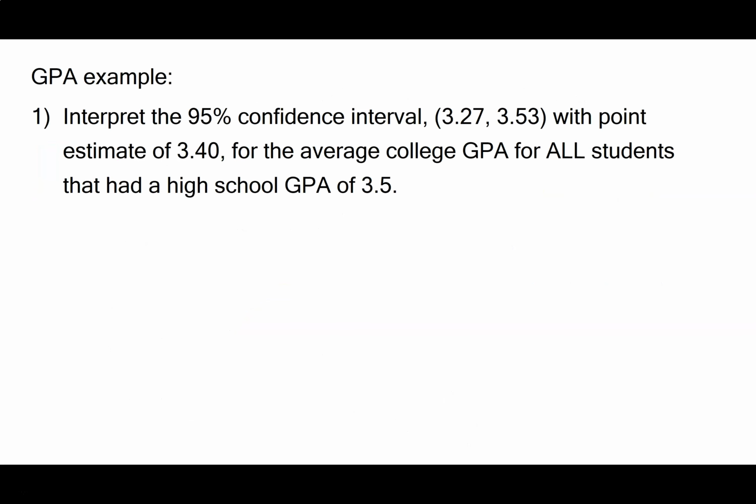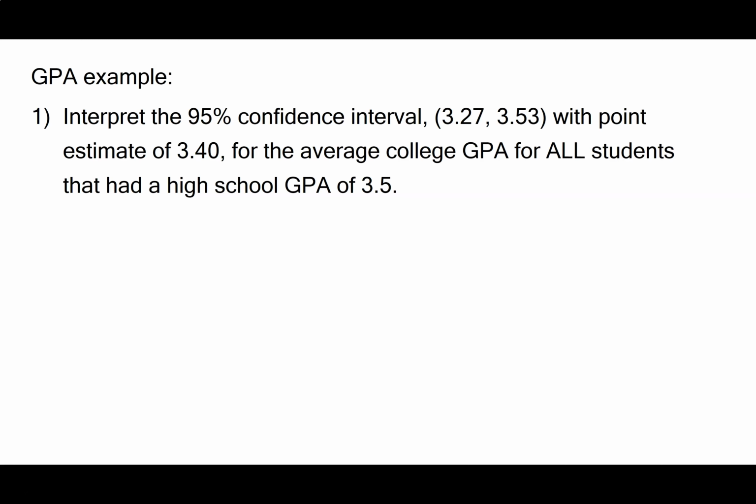So for example, because this GPA example, we just apparently can't get enough of it, we're going to have a 95% confidence interval from 3.27 to 3.53 with a point estimate of 3.40 for the average college GPA for all students that had a high school GPA of 3.5. So just a real quick translation here.